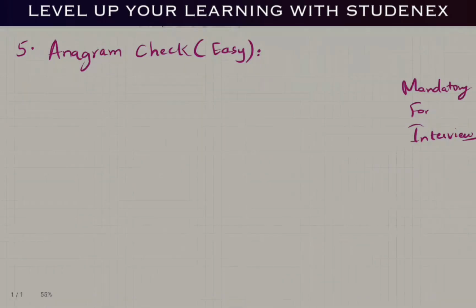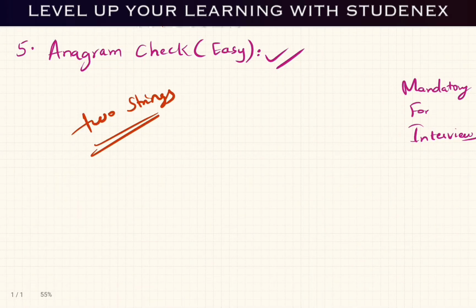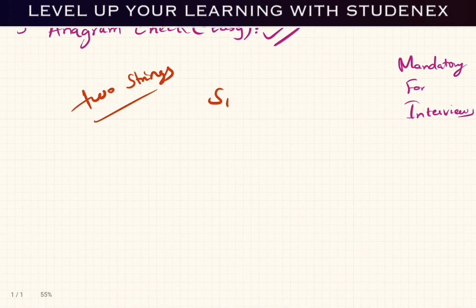We'll go to the next question. Our next question is anagram check. For the anagram check, we need two strings as our inputs. Here I'm going to consider S1 as race and S2 as care.